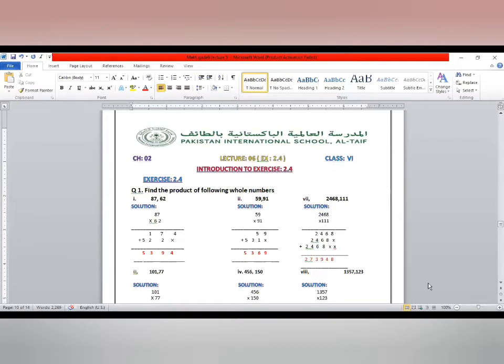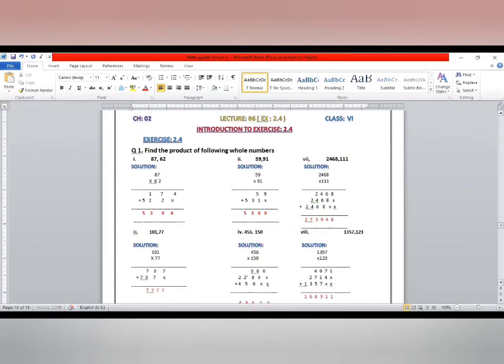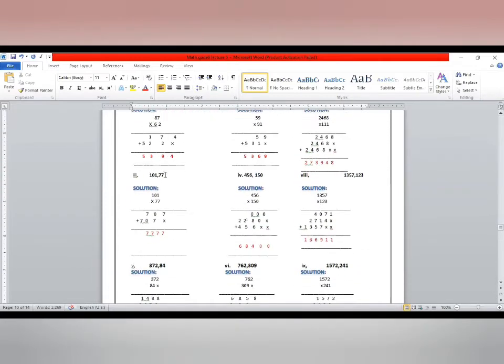Here we have sum 7, but before that we will do sum 3. 101 by 77. Solution: 101 by 77. 7 ones are 7, 7 zeros are 0, 7 ones are 7, 707. Keep the first place by placing 0 or a cross. 7 ones are 7, 7 zeros are 0, 7 ones are 7. Now this 7 will come the same, and 0 plus 7, it will come again 7, here again 7, and here again 7.